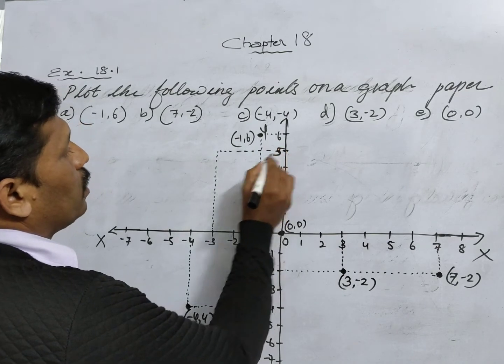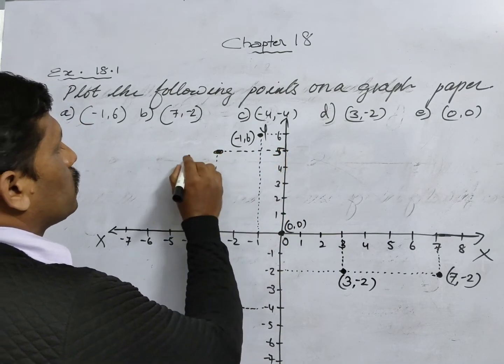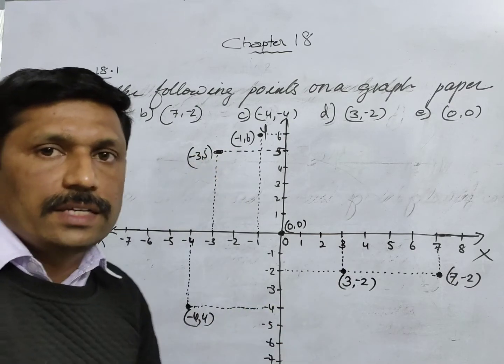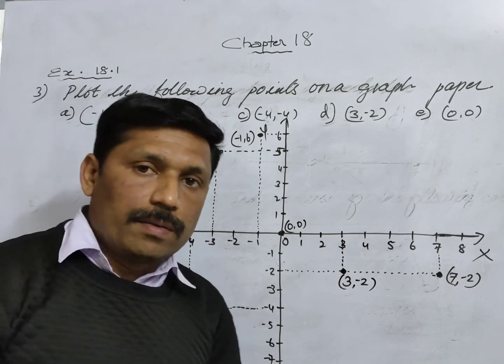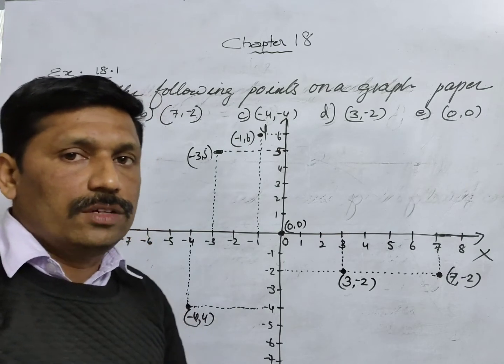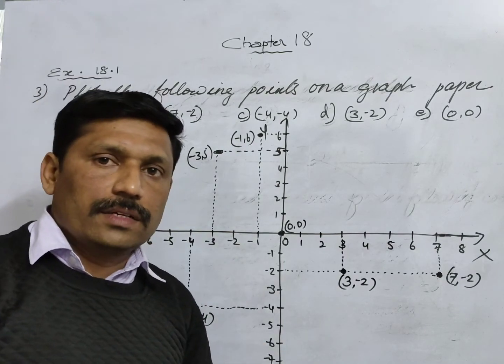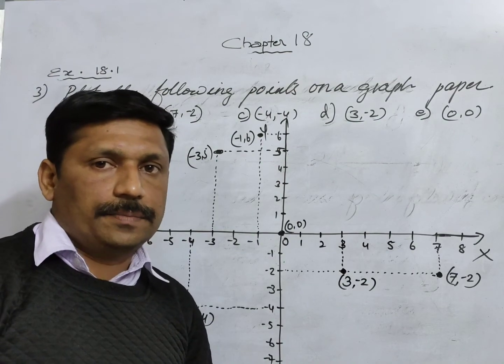Just against 5, here this point represents negative 3 and 5. So students, in this way we located a point on a Cartesian plane. I think you understood how to locate a point on a Cartesian plane. This you do in your copy neatly.